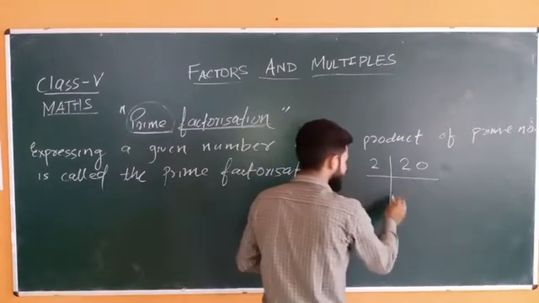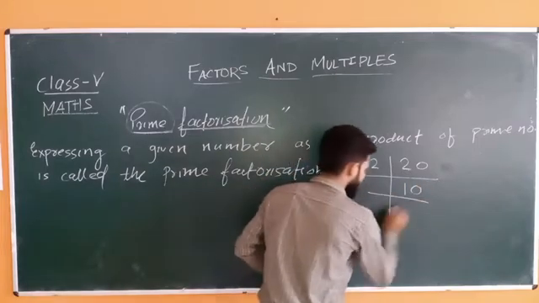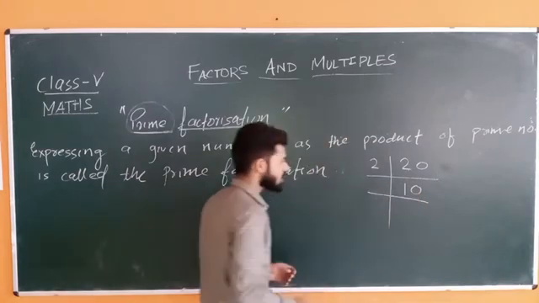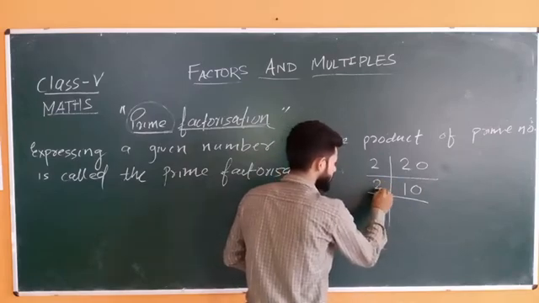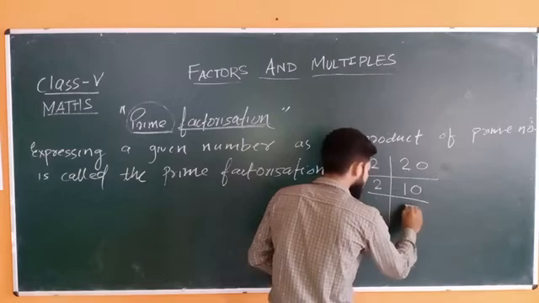So how many times will it go? 10 times. 2 tens are 20. Then divide one more time. Once again repeat the process: what is the smallest prime number which can divide this number completely? So 2 is the smallest prime number which can divide 10 completely. And how many times? 5 times.